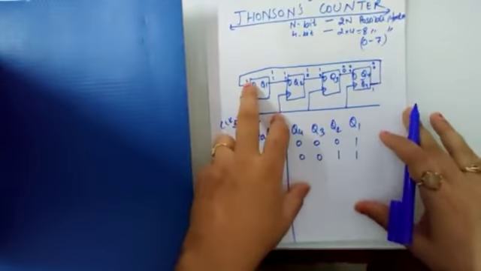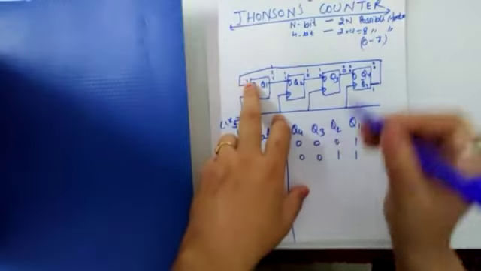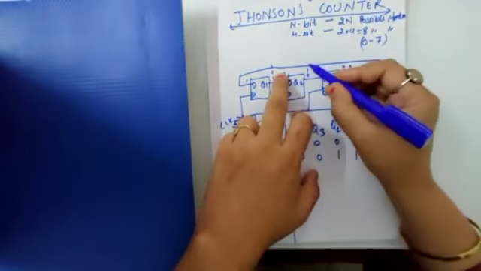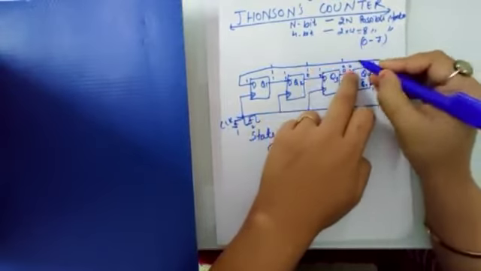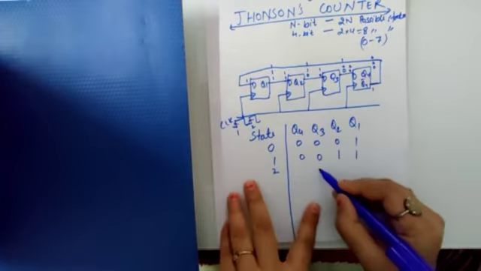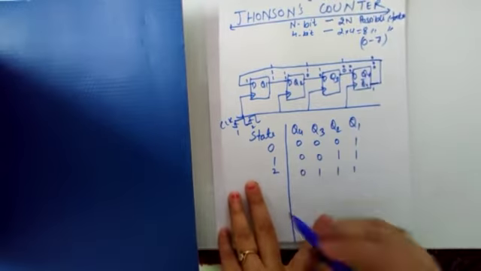Now see, if the first flip-flop input is 1, output will be 1. This is 1, so output is 1. Q3 input is 1, the output is 1. Q4 input is 0, the output is 0. So this time the outputs are Q4 is 0, remaining are 1.